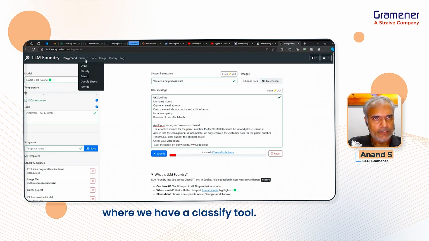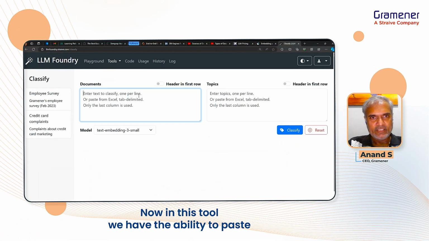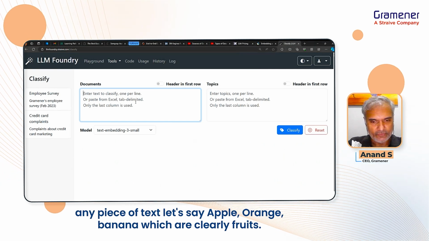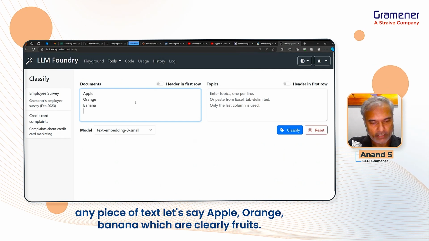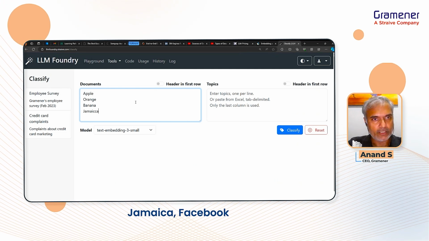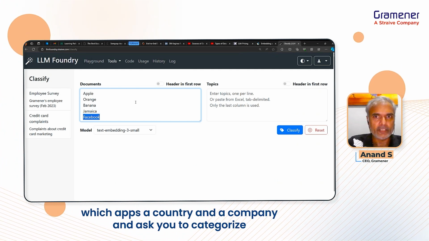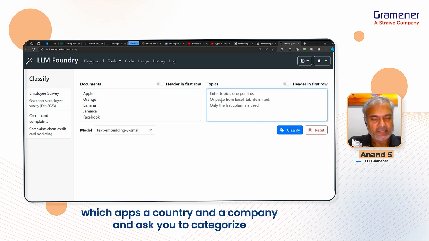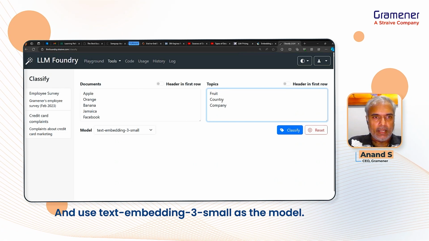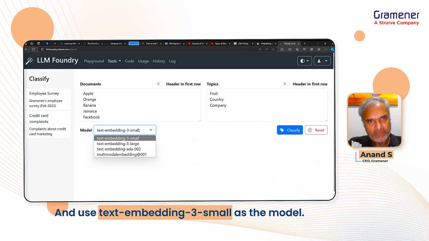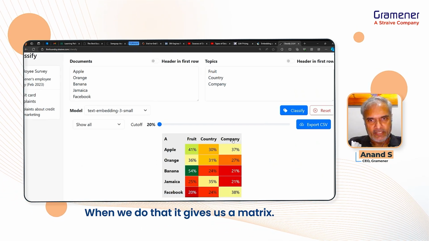llmfoundry.strive.com, where we have a classify tool. In this tool, we have the ability to paste any piece of text, let's say apple, orange, banana, which are clearly fruits, Jamaica, Facebook, which is a country and a company, and ask it to categorize as fruit, country, company, and use text embedding 3 small as the model.